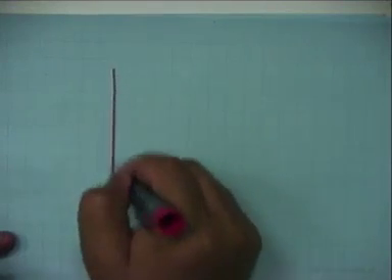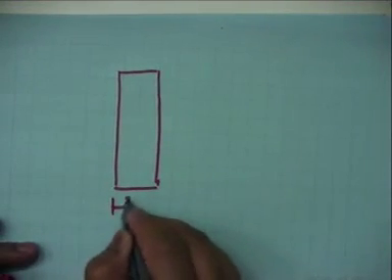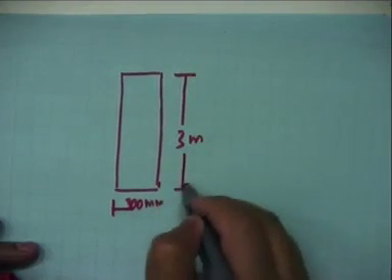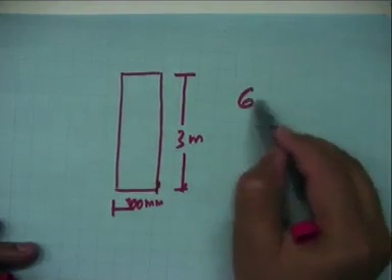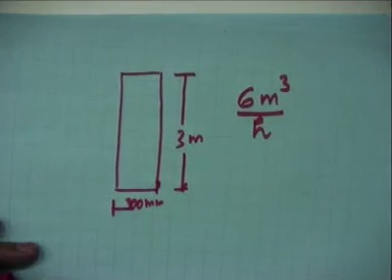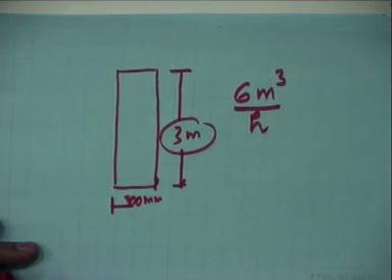Okay. Now, I will make one sketch. This is the cross section of the wall. This is 300 mm and this is 3 meter. Now, this wall you are pouring at a speed of 6 meter cube per hour. Now, height is 3 meter. So, every hour, how much height are you filling up?